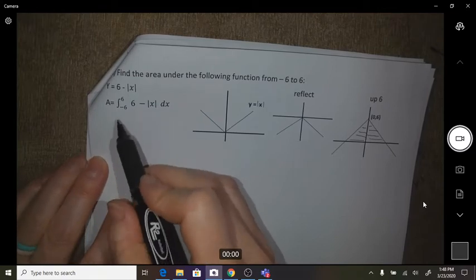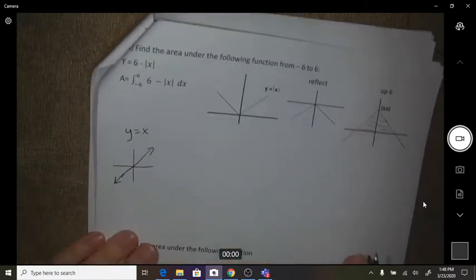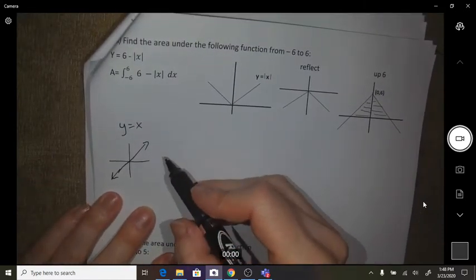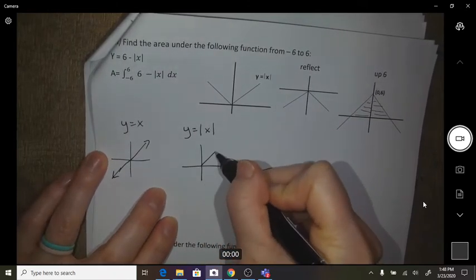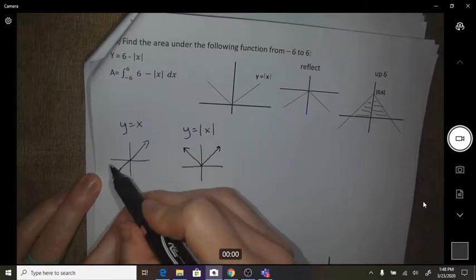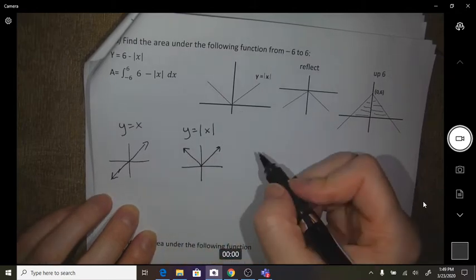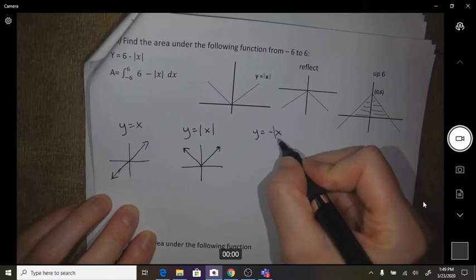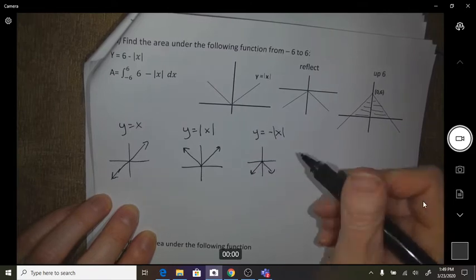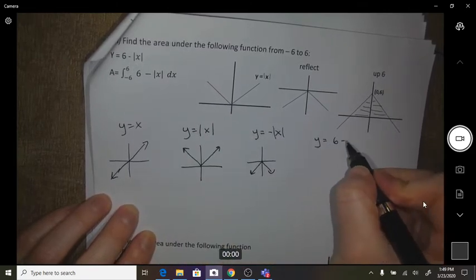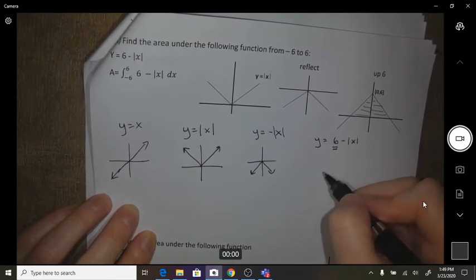So if I do y equals x, if I just graph it, it's just your basic line, slope of 1, y-intercept of 0. If I do the absolute value of x, keep the positive, reflect that negative piece. So that's now what you can see I did up here. And now I'm going to reflect that. So this graph, I'm going to put a negative in front, so that's our reflection. And then you can see that there's a 6 on this, which makes everything higher 6, or up 6.